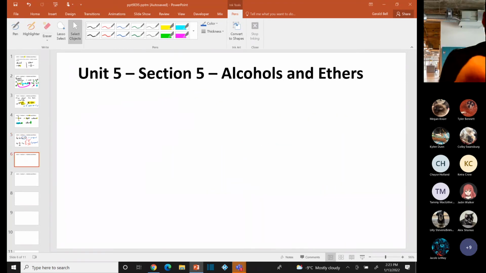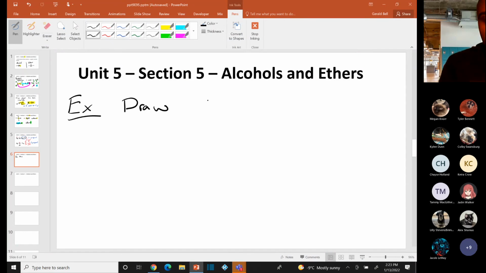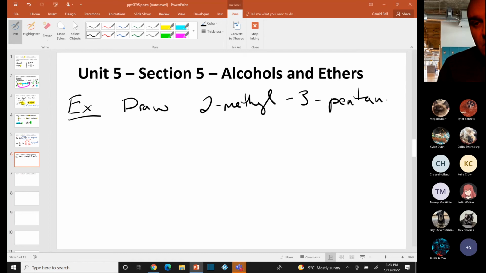So if I said draw the following, this is again about as difficult as they get. What if I said draw 2-methyl-3-pentanol? As hard as they get.